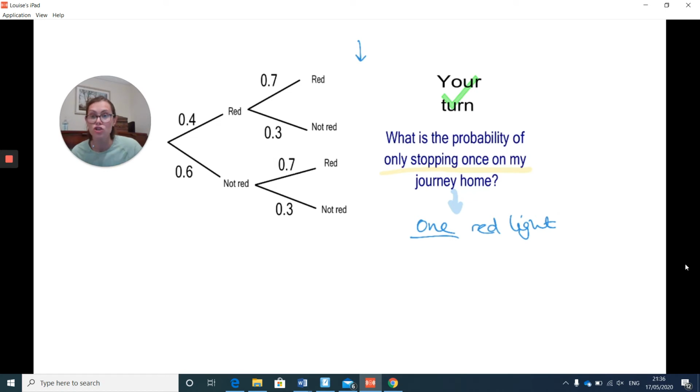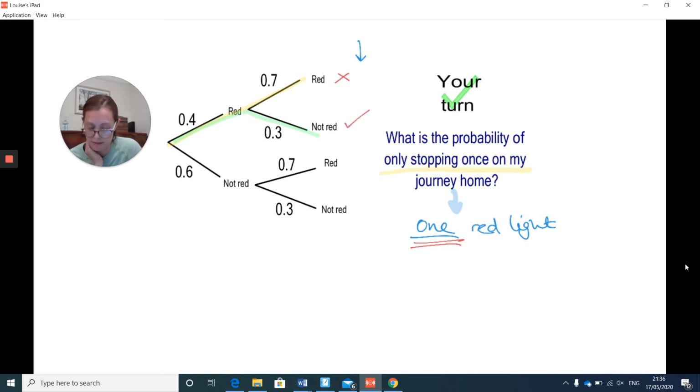Okay, welcome back. So we're going to look at how many combinations mean that I stopped once. There's 1 red light. Let's look at the first one. That's red and red, so that means I've stopped twice. So it doesn't meet my criteria, so I'm going to put a cross by it. I've stopped twice and I'm only stopping once, 1 red light. Next one, I've got red and then not red. So I've stopped once and then I haven't stopped. So this does meet my criteria, so this should have a tick by it.